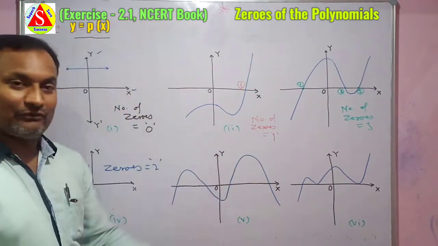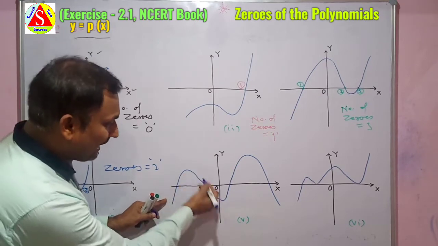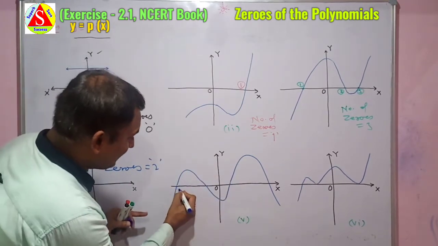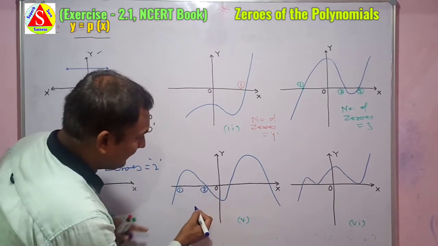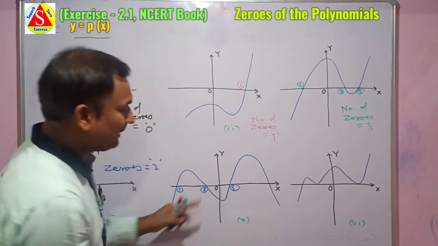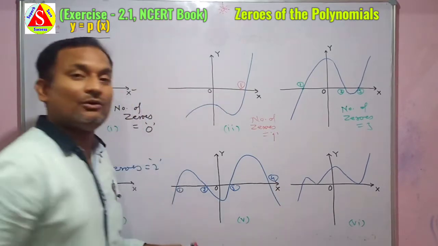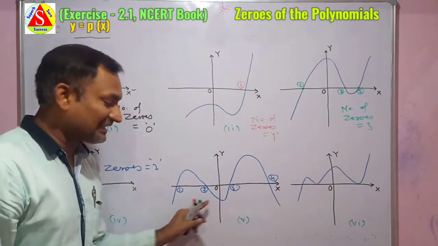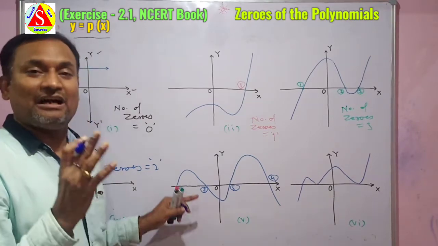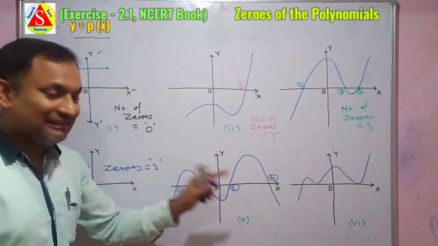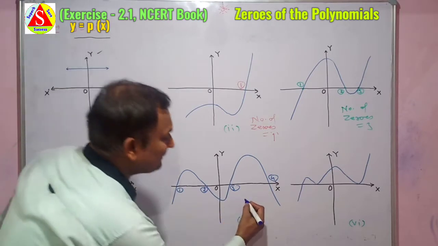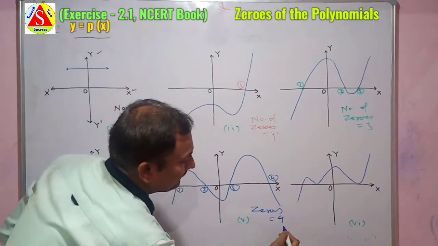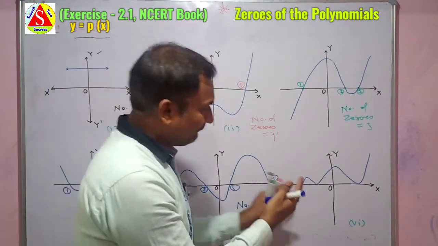So then let's see the next question. Just see the graph. So here the graph intersects the x-axis, how many times? First time here, second time here, then third time here and fourth time here. So dear students, this graph intersects the x-axis 4 times or at 4 points. It means the number of zeros will be 4 here.